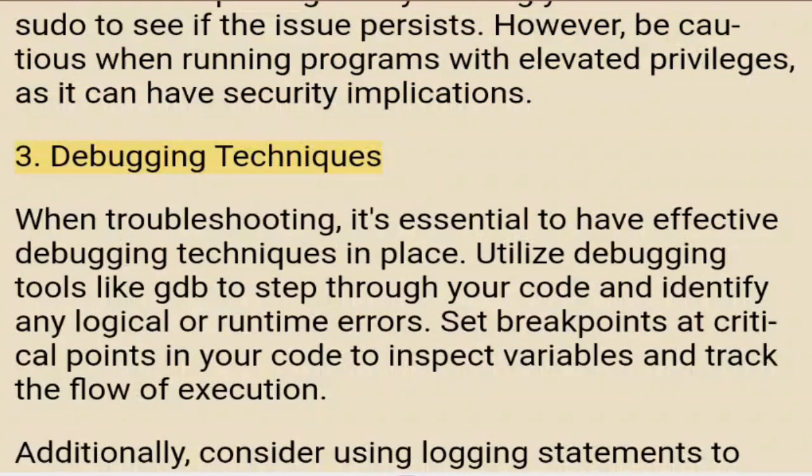3. Debugging techniques. When troubleshooting, it's essential to have effective debugging techniques in place. Utilize debugging tools like GDB to step through your code and identify any logical or runtime errors. Set breakpoints at critical points in your code to inspect variables and track the flow of execution.